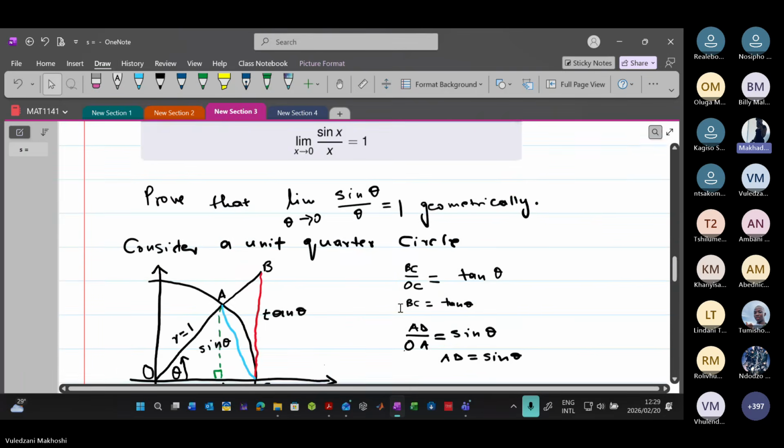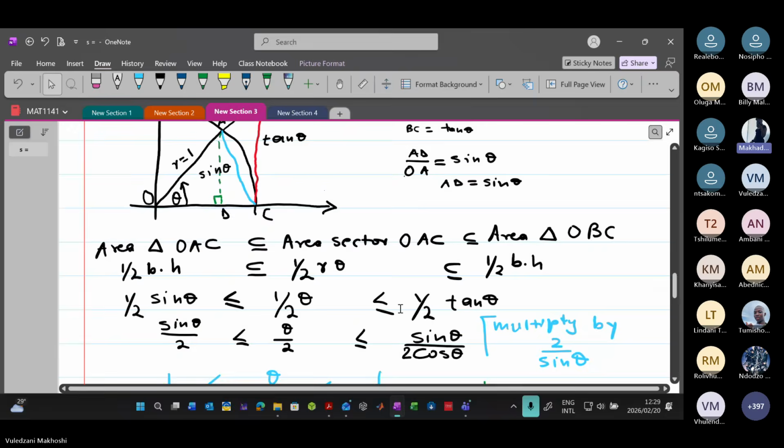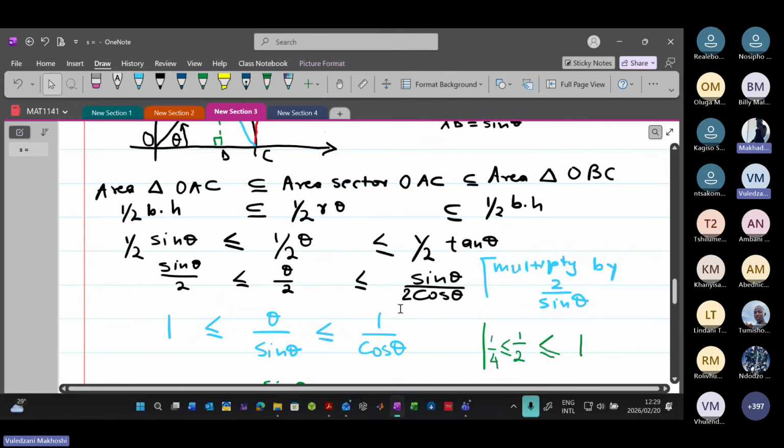And I wanted to ask why you multiply by 2 over sine theta. Where is it coming from?